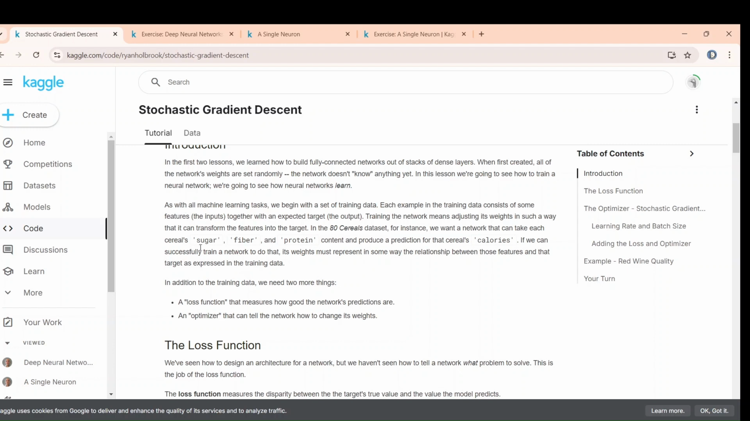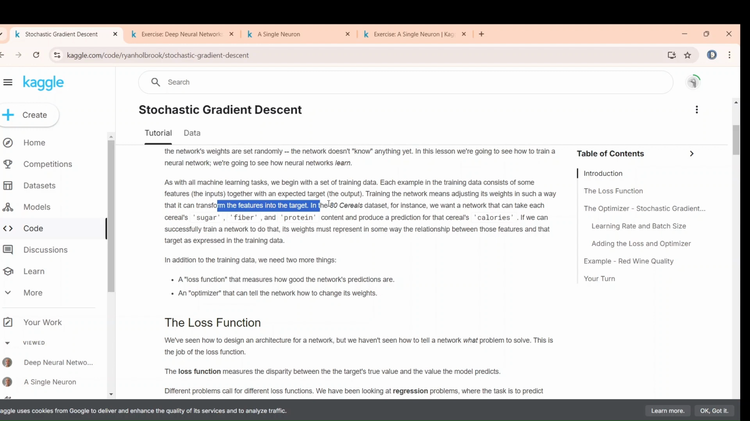Now, how to train. Okay, as with all machine learning tasks, we begin with a set of training data. Okay, each example in the training data consists of some inputs together with an expected output. Simple. Training the network means adjusting its weights, right? What we learned that W0, W1, these are weights. So our job is to adjust the weight so that we get the desired output. So that in such a way that it can transform the features into the target. Okay. Now suppose they have given an example.